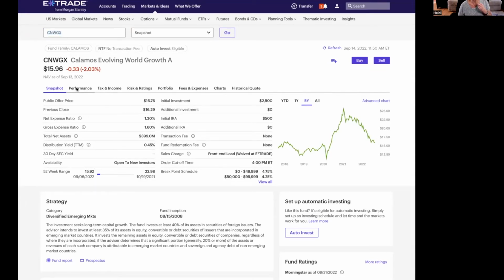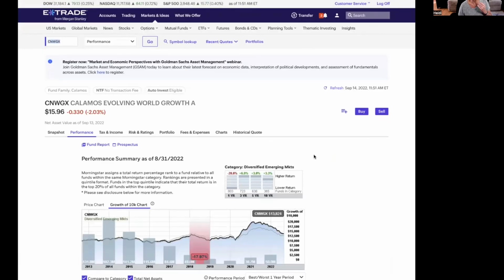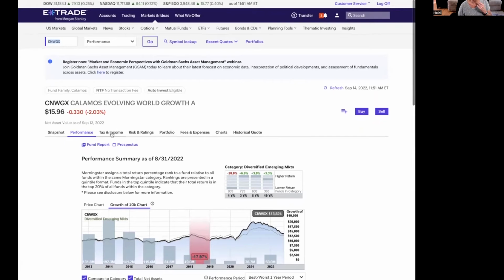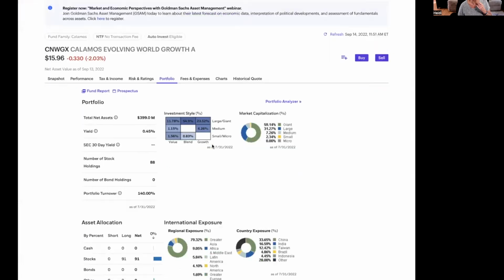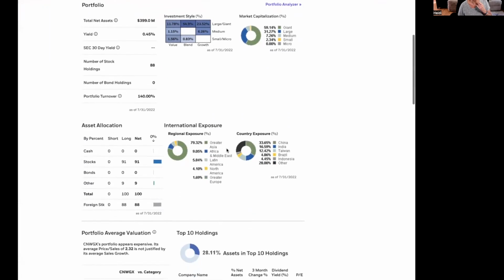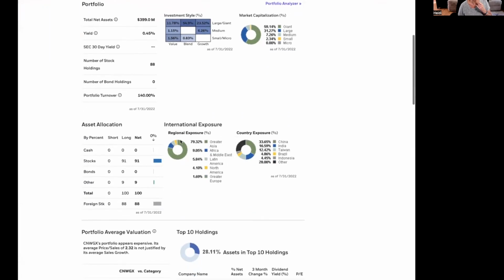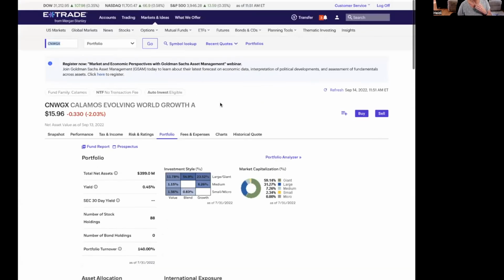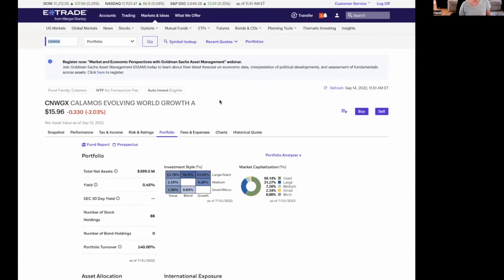And we can look over here at the performance. We can look at tax incomes, risk ratings, the overall portfolio right here. So it gives you an idea of what countries it's exposed to, what regions, and the investment style is right here. So large cap, medium cap, and small cap or micro. So that's how you want to look at a prospectus and how you can find different ones.